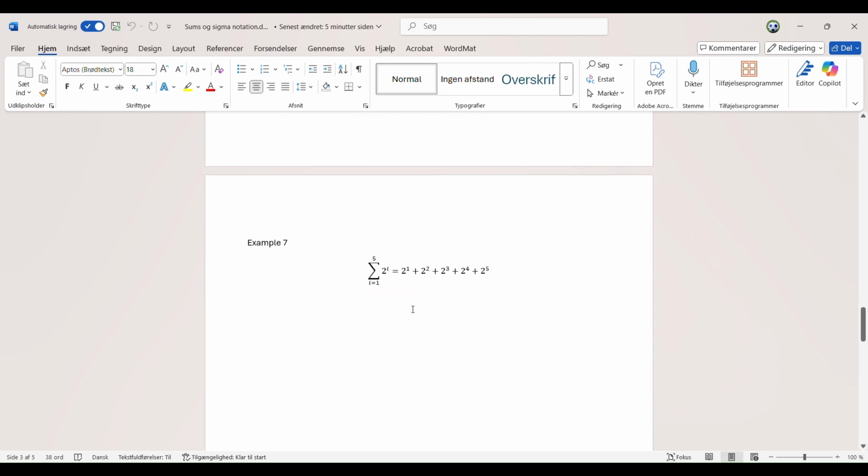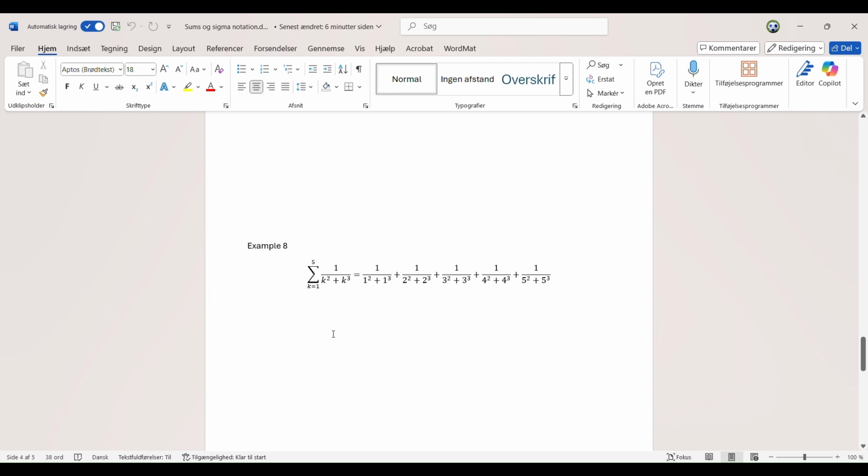Example 7. So this time we've got our upper limit, it's 5. Once again we are using the index i, and this time it's just 2 to the power of i. So we just say 2 to the power of 1 plus 2 to the power of 2 plus 2 to the power 3 plus 2 to the power 4 plus 2 to the power 5. So we always have to look at where our index is in this expression, and we have to put in the natural numbers starting from the lower limit up to the upper limit. So we get this expression from this notation.